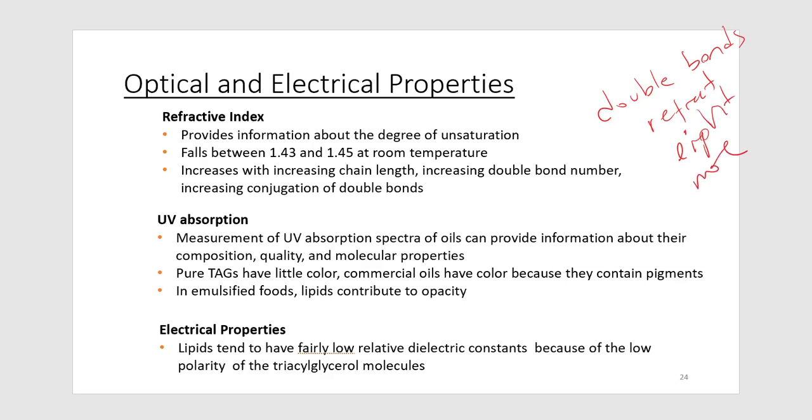UV absorption property is important. Pure triglycerides have little color compared to commercial oils. And you know the color of the oil will affect the UV absorption. In emulsified foods, lipids contribute to opacity. So we use information on UV absorption for HPLC analysis of different lipid groups. And lipids tend to have fairly low relative dielectric constants because of the low polarity of the triacylglycerol molecules.